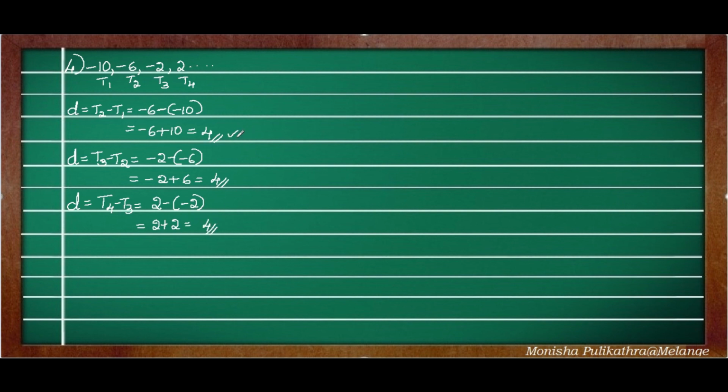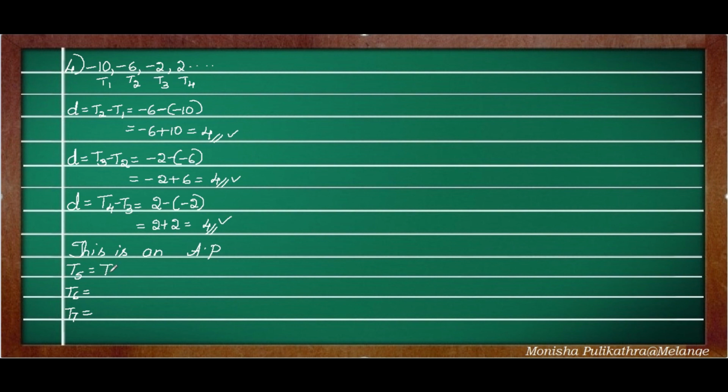So you can note here the common difference is constant. If the common difference is constant, this sequence is in AP. Okay, this is an AP. So if it is an AP, what we have to do? We need to find the next three terms. So the next three terms are T5, T6 and T7.